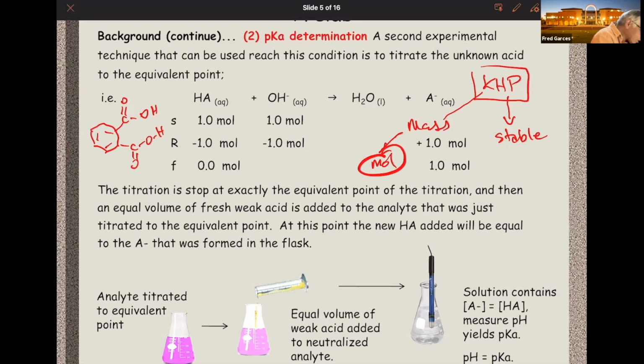And how do we make that a salt? We remove this hydrogen and replace it with potassium. That's why it's called potassium. So the potassium here, this is a negative. Potassium hydrogen phthalate. This right here is the phthalate portion.